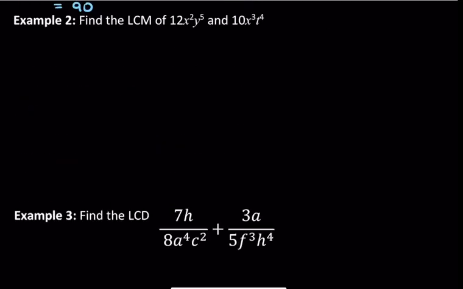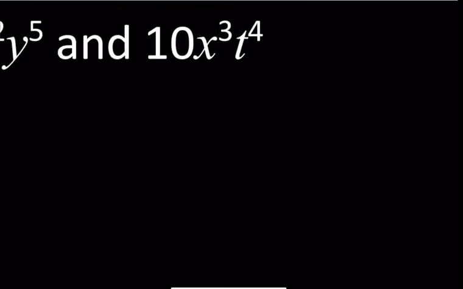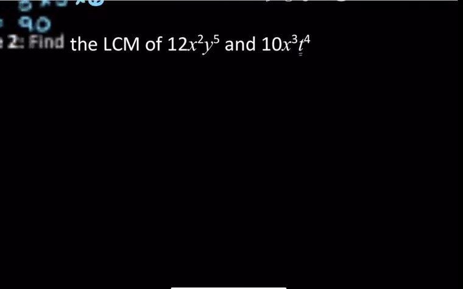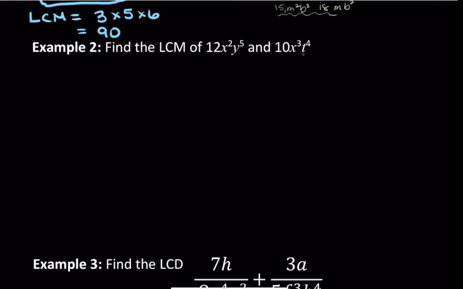Okay, for example 2, it says find the LCM of 12x squared y to the 5th, and then 10x cubed, and that's a t right there, okay? So I'll talk about that in just a moment. So find the LCM. Let's focus on those coefficients right now, which is 12 and 10. So we can follow that listing method if you wanted to start listing off the multiples of 12. That's fine. Or if you can just do it in your head, which I'm sure a lot of you guys can do.